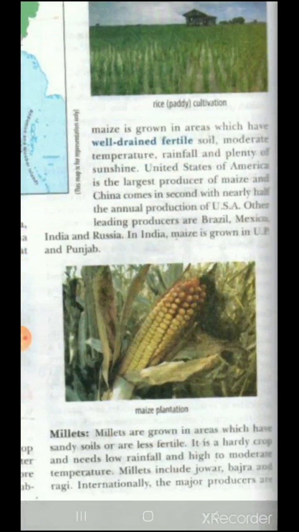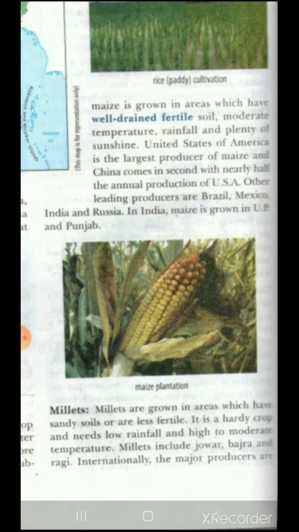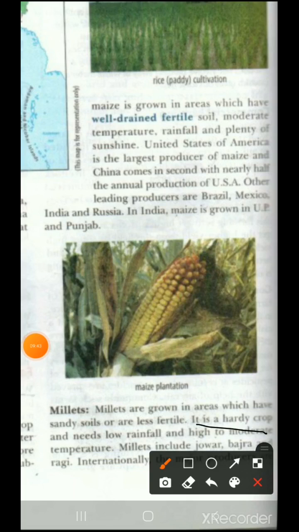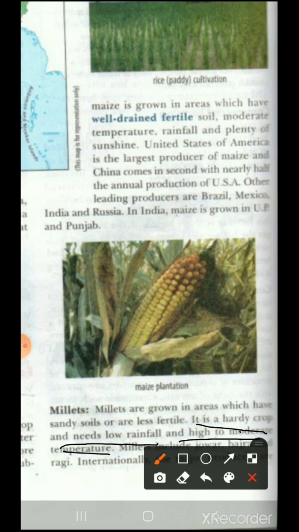Now the fourth one, that is millets, or we can say coarse grains. Millets are grown in areas which have sandy soil or are less fertile. It means they can be grown in regions with less fertile soil and low rainfall. It is a hardy crop and needs low rainfall and high to moderate temperature.